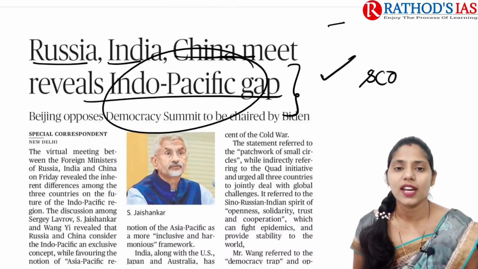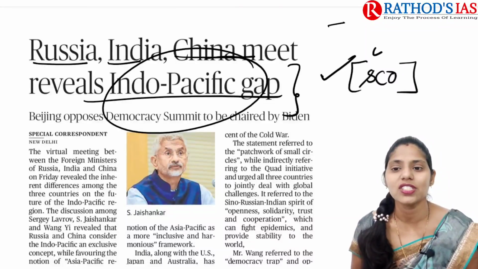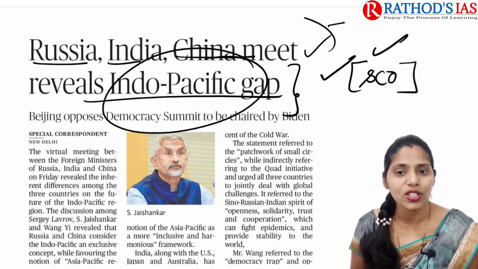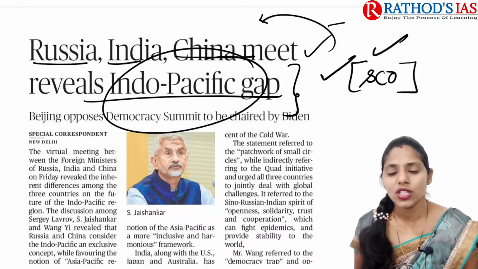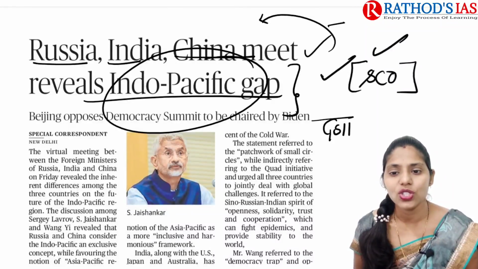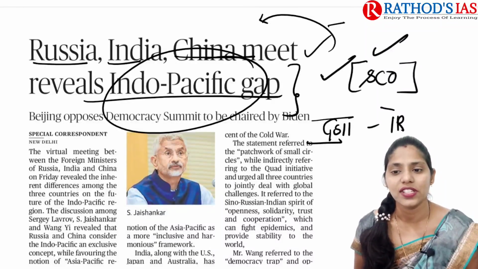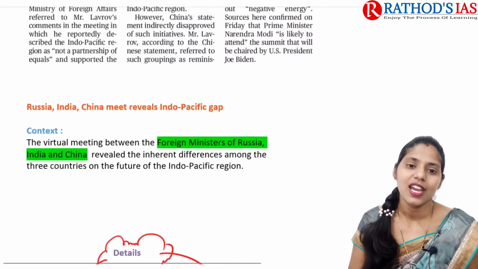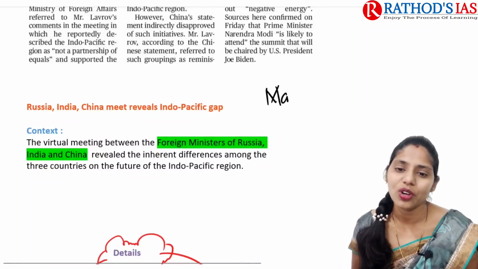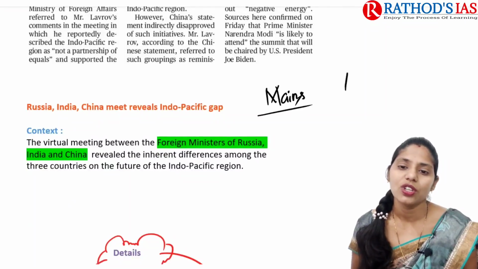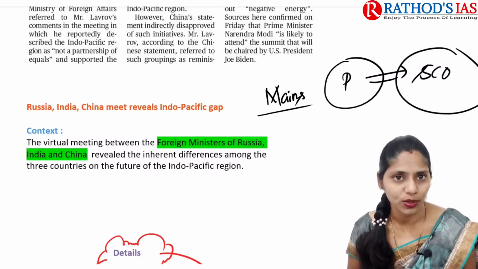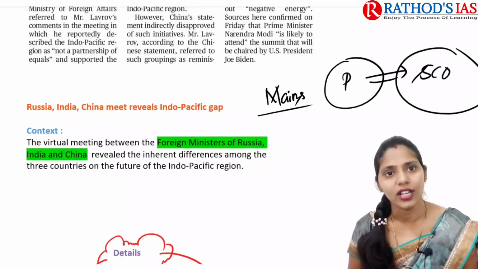In yesterday's lecture we studied about the SCO concept, that is Shanghai Cooperation Organization. So you have to connect this topic with yesterday's lecture. This topic is important from our GS paper 2 under international relations. Now let us try to see this topic. This topic is important from your mains, not from prelims. From prelims you can refer to the facts regarding the SCO, that is Shanghai Cooperation Organization.